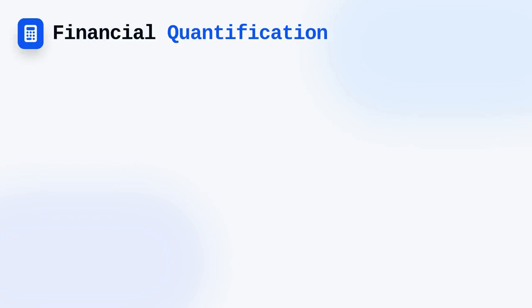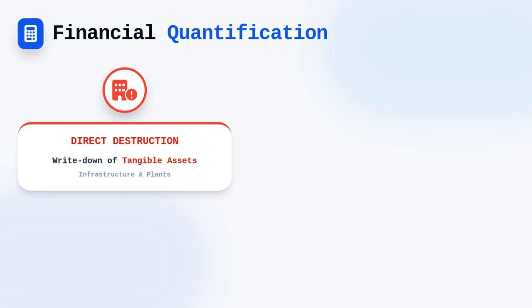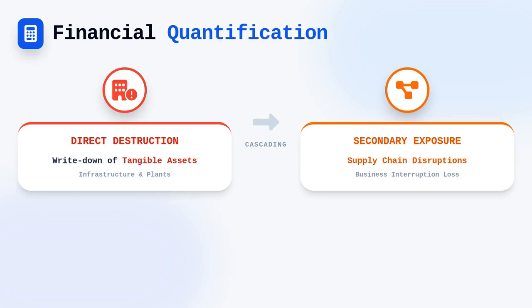When we speak of financial quantification, the first order of concern is the direct destruction of capital assets, such as physical infrastructure, manufacturing plants, or agricultural property. However, the balance sheet impact rarely ends with the immediate write-down of these tangible assets, as acute events typically trigger cascading consequences throughout a firm's operational ecosystem.